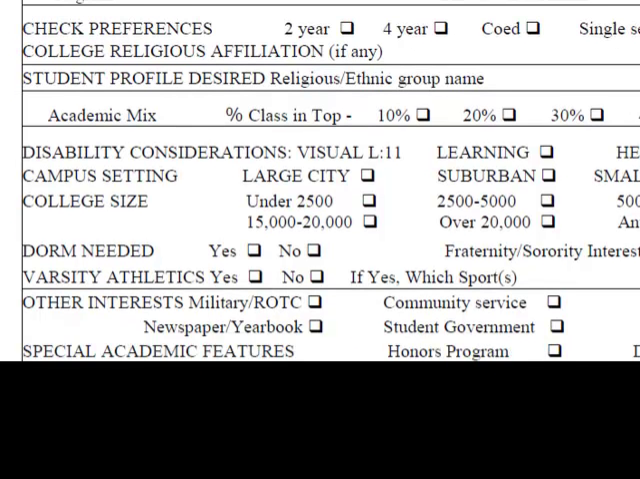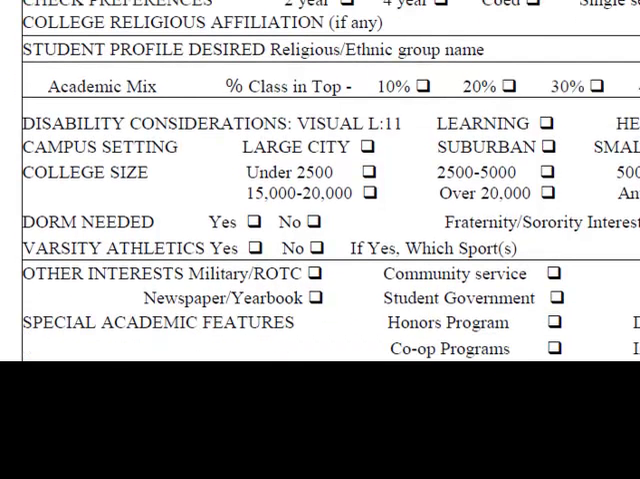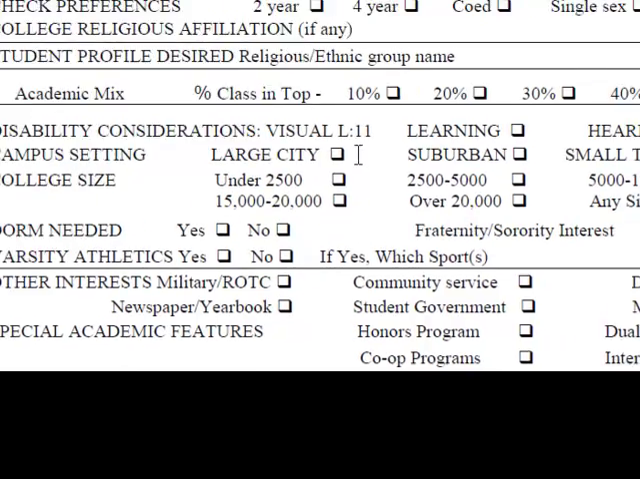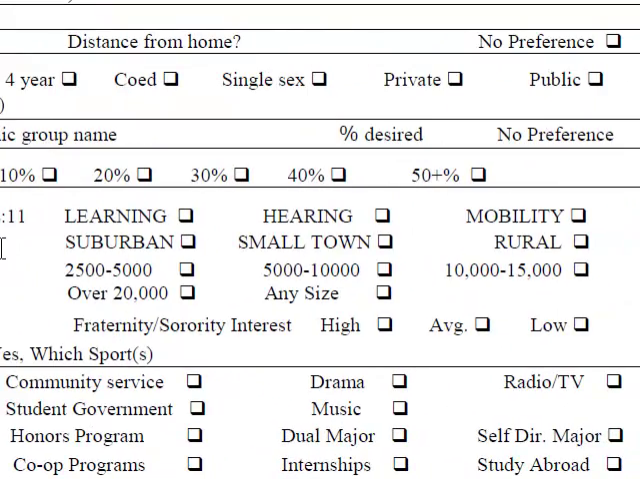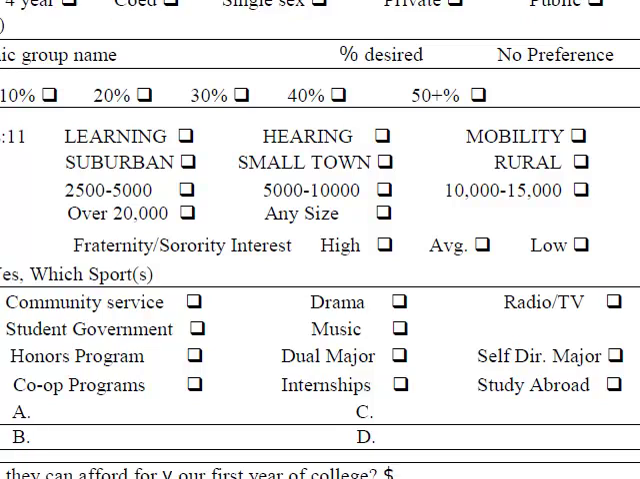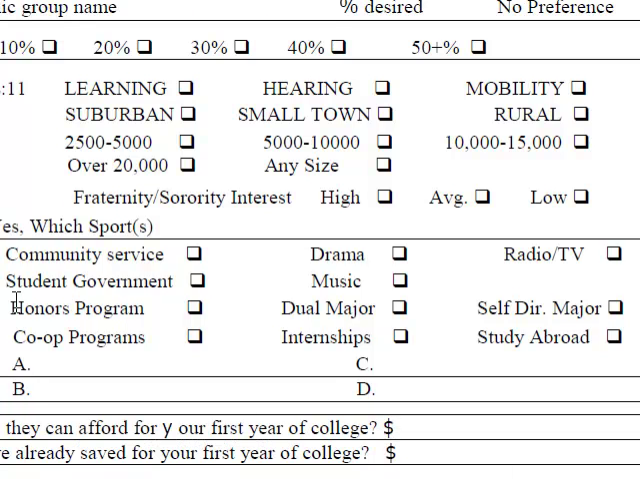Most of this is pretty self-explanatory. Again, with this area here, you can mark what type of campus you might want, large city, and so on. Ultimately, when it comes to making a decision, this is going to help you. As you get down to the bottom of the page, you can indicate if you have any other interests that you want to pursue in college or things that you want the college to have.